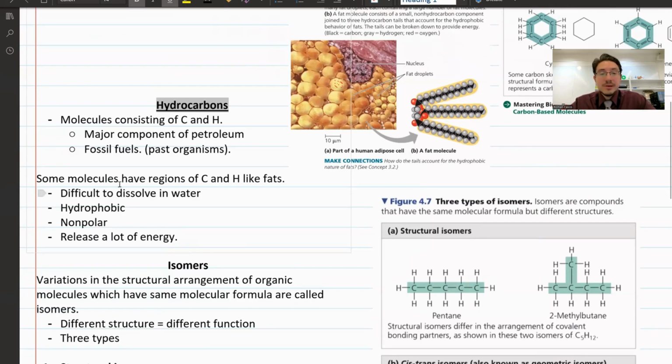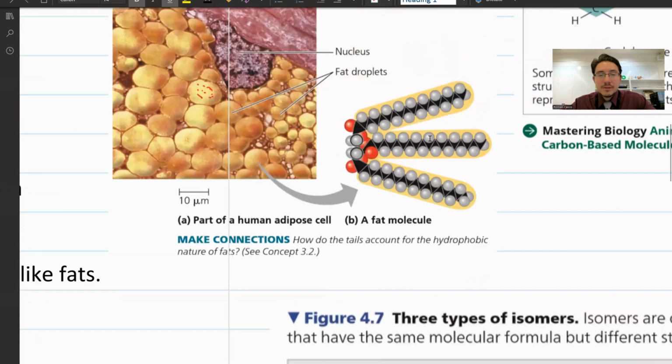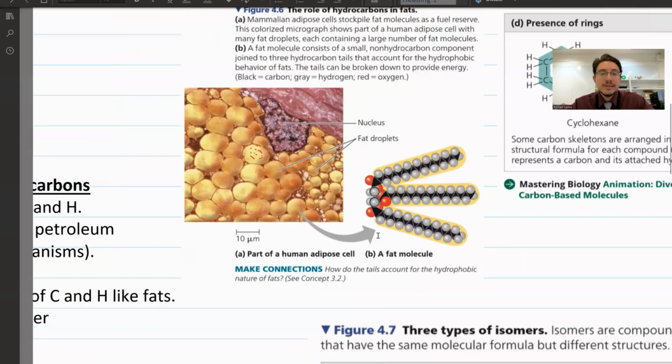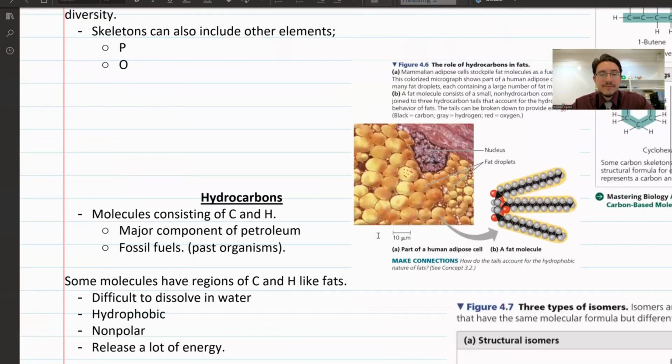Some molecules have regions of carbon and hydrogen like fats, as you see here. This is a micrograph of fat droplets in fat cells. And within this fat, if you were to zoom in, you would see a fat molecule here. And if you see this carbon chain, you have the little hydrogens bonding to the carbons there. And there are three hydrocarbon chains in a fat molecule. We're going to get into fats a little bit later.